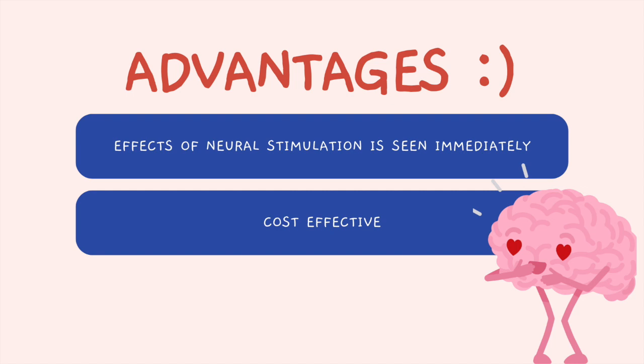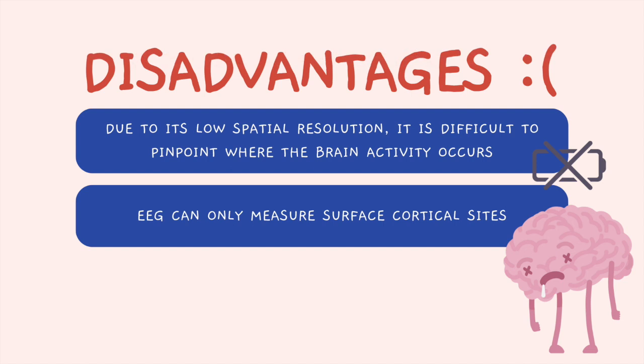Another advantage of EEG is that it's relatively cost-effective compared to other techniques such as fMRI. A single patient can cost up to $800 using that technique, but with EEG, it costs $1 to $3 per person. One disadvantage about this technique is that it's difficult to pinpoint where the brain activity occurs.